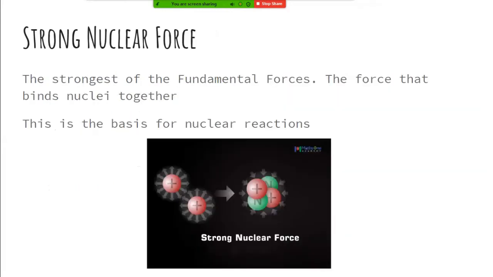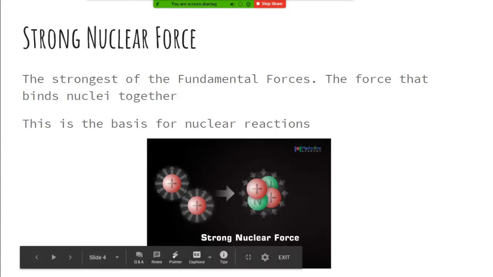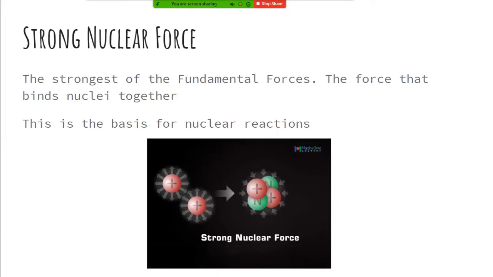Strong nuclear forces are the strongest type of the fundamental forces, and it's the force that binds nucleus or nuclei together. So this is how nuclear reactions take place. You can see here is an example of a strong nuclear force of 2 elements combining together to fuse together to make a new element.